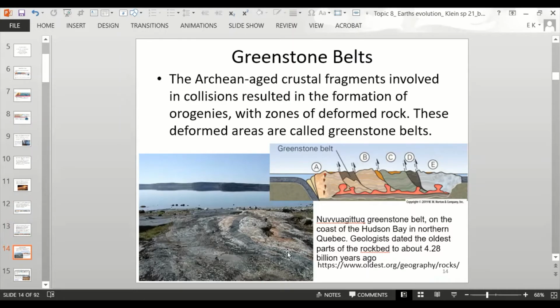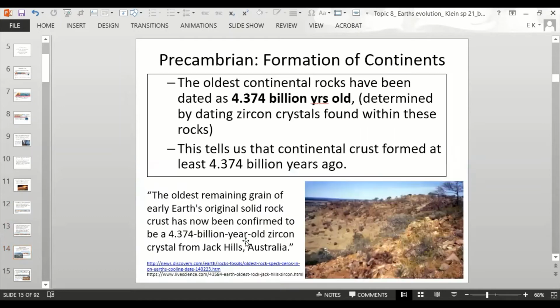So these are ancient rocks. This rock here was dated to be 4.28 billion years old. So the oldest continental rocks have been dated at 4.374 billion years old. And this was determined by dating zircon crystals. So this tells us that continental crust formed at least 4.374 billion years ago. And this was dated using a zircon crystal in rocks from Jack Hills in Australia.